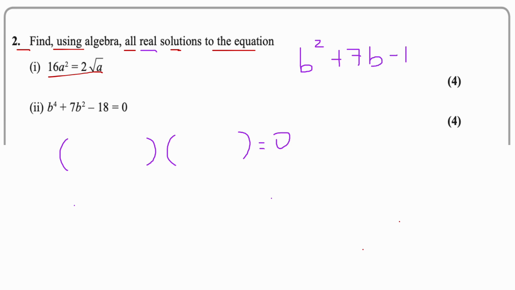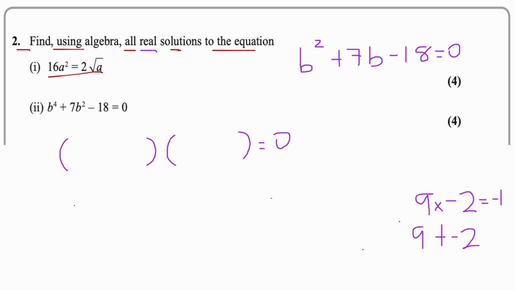Again, two numbers that add to make positive 7 and multiply to make minus 18. That will be 9 and minus 2. So 9 times minus 2 is minus 18, and then 9 plus minus 2 gives us 7, guys.